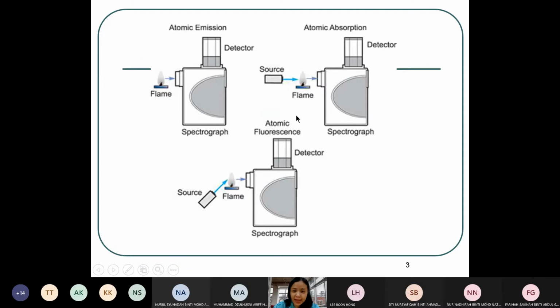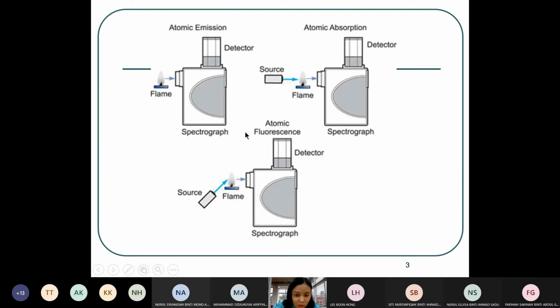For AAS and AFS, these two techniques have three important components: the light source, the atomizer, and the detector. And these two techniques are meant for single elemental analysis. That means for every single experiment, it can only detect one type of analyte at a time, a single element, because atomic spectroscopy is meant for elemental analysis. Don't ask me what an element is. You have the periodic table, right? So you have 118 elements in total.